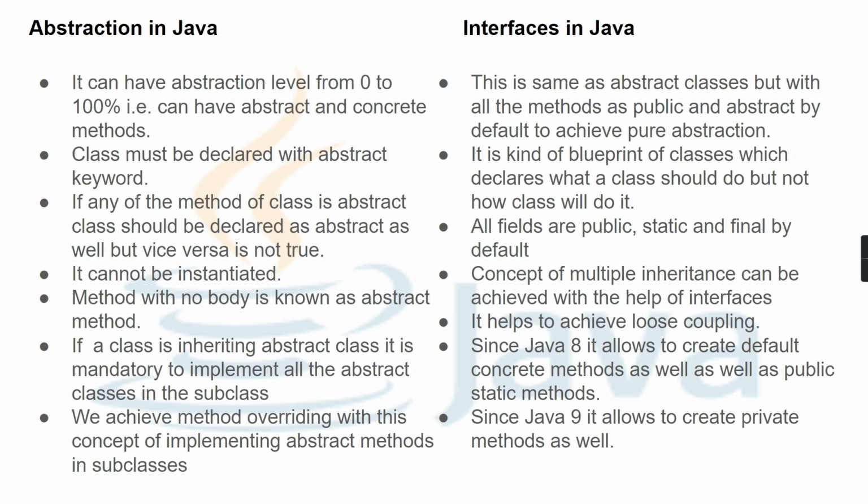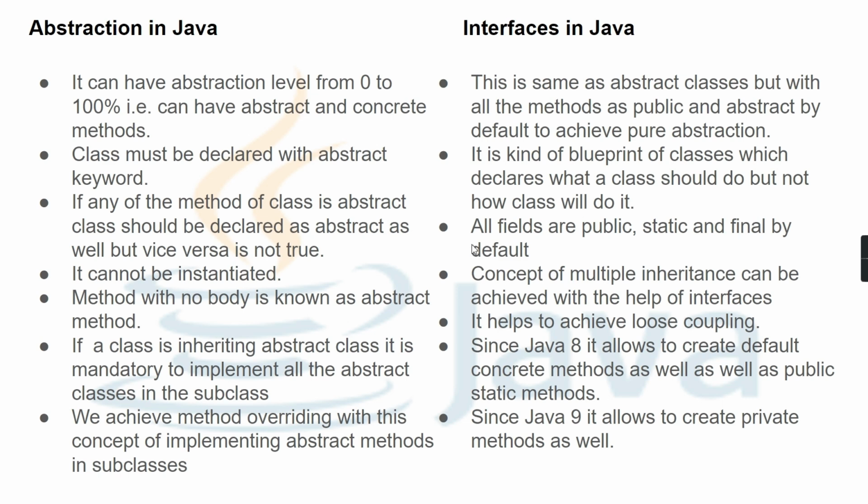It is sort of like a blueprint. Classes are blueprints for objects, and interfaces are sort of blueprints for classes that tell the classes what to do, but not how to do it. How the classes do it is up to them, but what to do, the interface will tell them exactly.